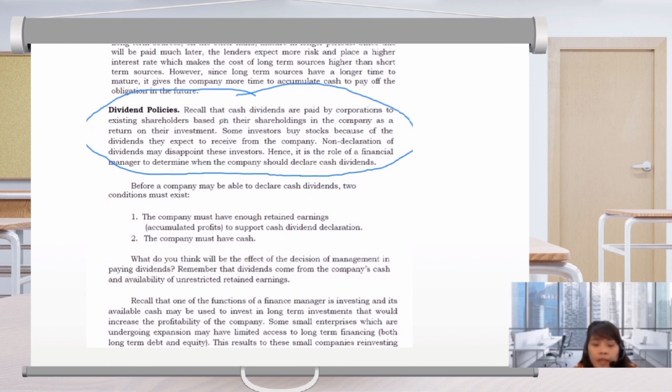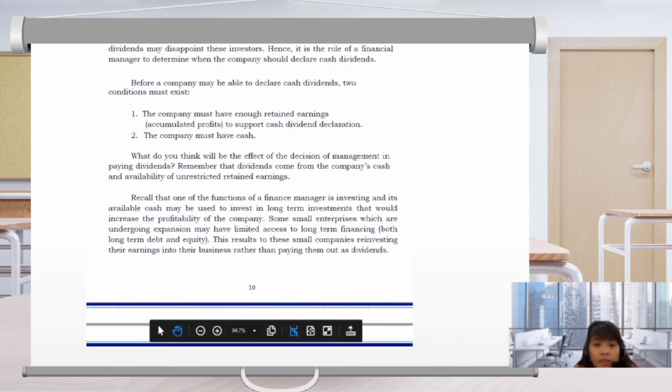Okay, kasi yung dividends na yan, di ba nag-invest sila, right? So may makukuha silang kapalit. Dividends ang tawag doon. Okay? Pera yon, cash. Okay, so before a company may be able to declare cash dividends, two conditions must exist. Number one, the company must have enough retained earnings. Retained, ibig sabihin, nandun lang yon, earnings yon, hindi mo yon ibibigay sa mga investors mo. Accumulated profits to support cash dividend declaration. And of course, dapat merong existing cash. Right?